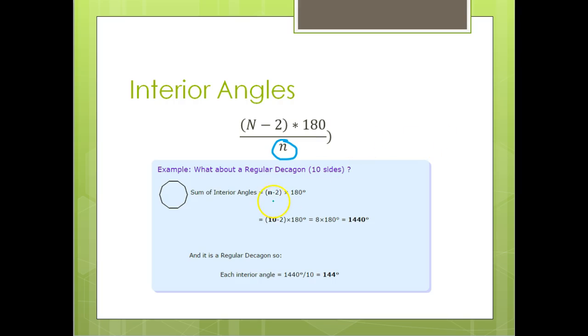Okay, so we're going to do the n minus 2 to find out how many triangles. So this would be 8 times 180. Okay, and that becomes 1,440. And then since this is a 10-sided figure, we're going to divide it by 10, and this gives us 144 degrees. And that's how much each angle within our decagon is. So that's kind of nice.